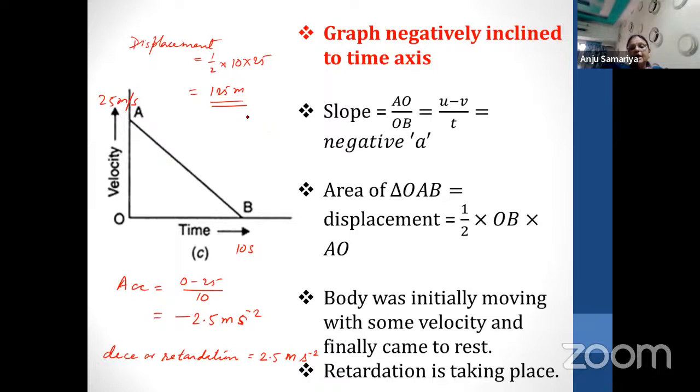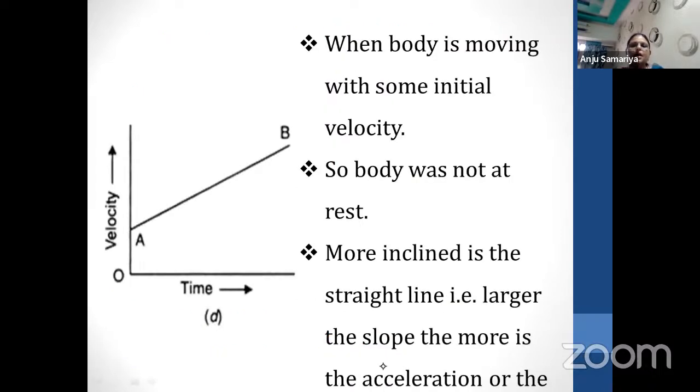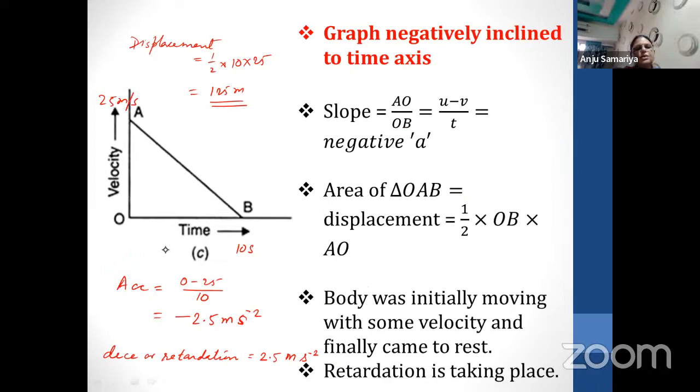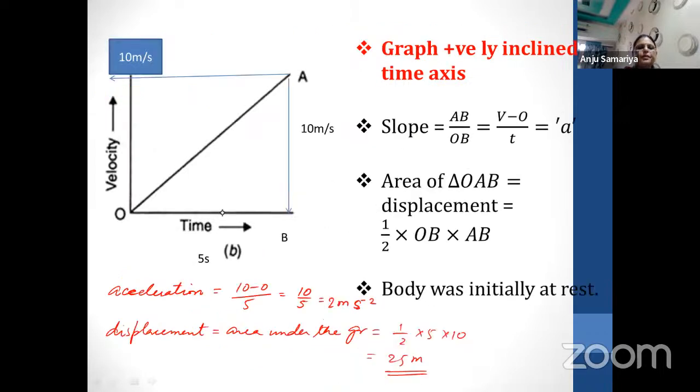So when the body comes back to the starting point, the body was initially moving with some velocity and finally comes to rest, then the retardation is taking place. Now this graph is a special graph. Till now, at least one of the initial or final velocity was 0. Here final was 0. In the earlier case, initial u was 0, and we had v.